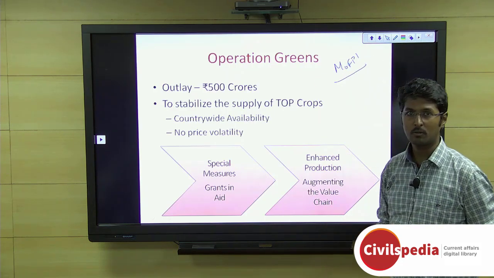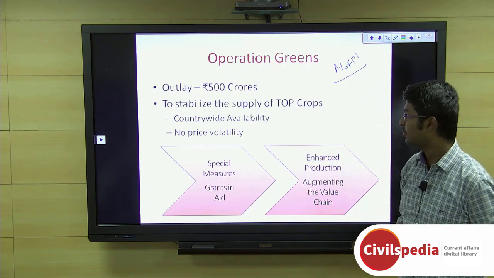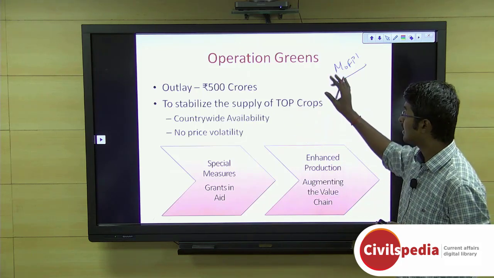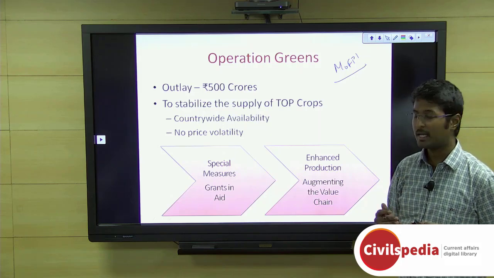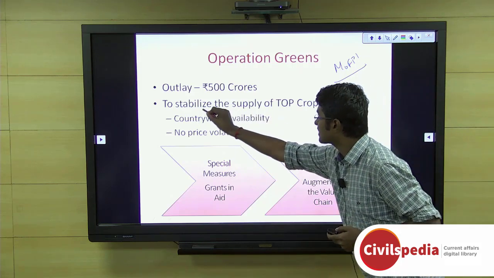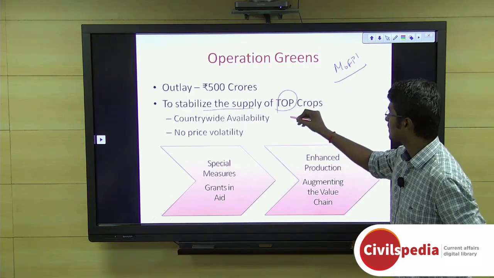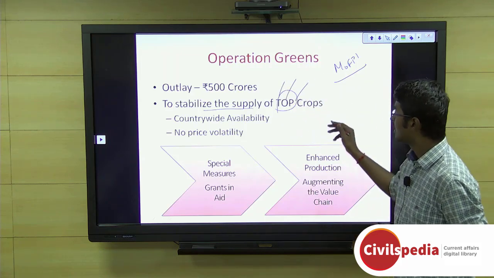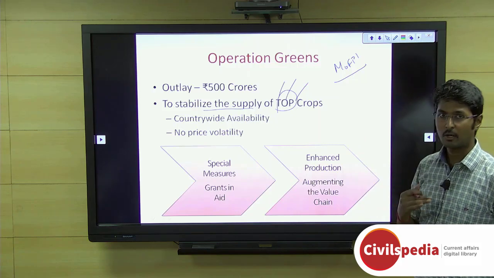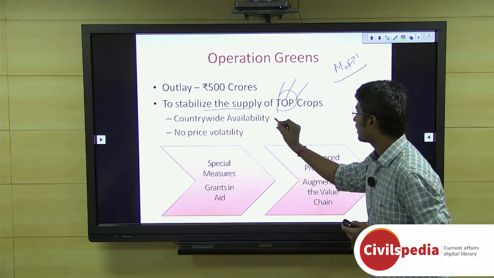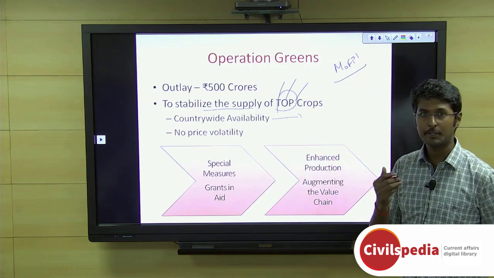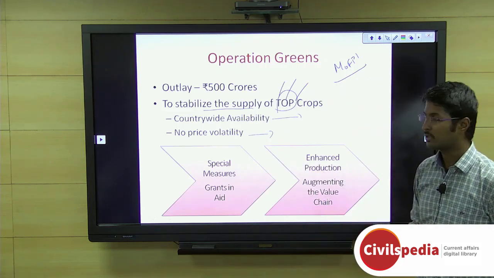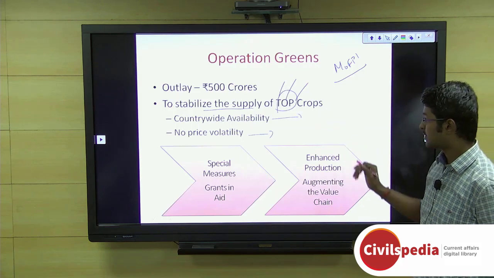So it was laid down in this year's finance budget with an outlay of 500 crores for initiating this Operation Green. So what is the main objective? It is to stabilize the supply of the TOP crops. T is for tomato, O for onion and P for potato. So the TOP crops, in order to stabilize their supply for country-wide availability and to reduce their price fluctuation during seasonal levels. So this is all about Operation Green.